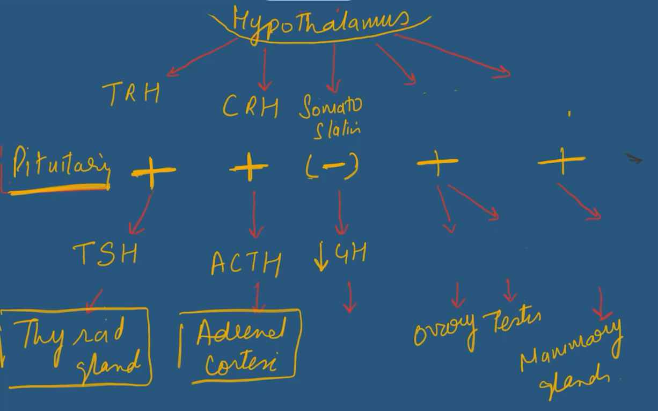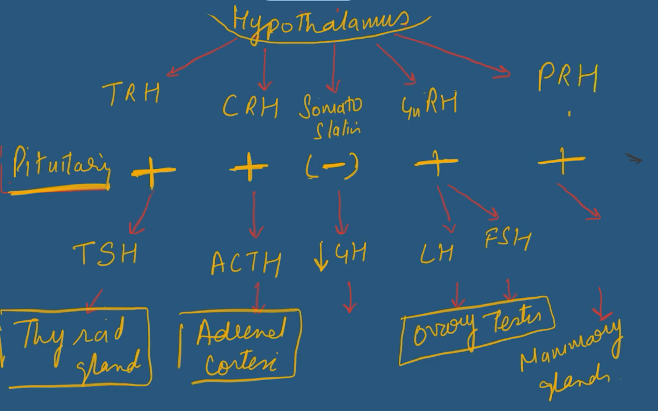Next we have gonadotropin releasing hormone that will reach the pituitary and cause release of LH and FSH. This causes the change in hormones from the ovaries and testes. Then we have prolactin releasing hormone, which acts on the pituitary. Then we have prolactin that will affect the functioning of the mammary glands. All these hormones are from the anterior pituitary. Right?